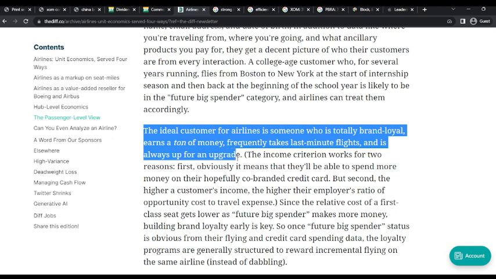Think about what the ideal customer is for an airline. If you're ideal for the company, that's because the company gets a lot of money from you, lots of revenue, lots of profit, presumably good margins. And so, if the ideal airline customer is brand loyal, takes last minute flights, and is always up for an upgrade, then maybe not being one or two of those things is a decent idea.